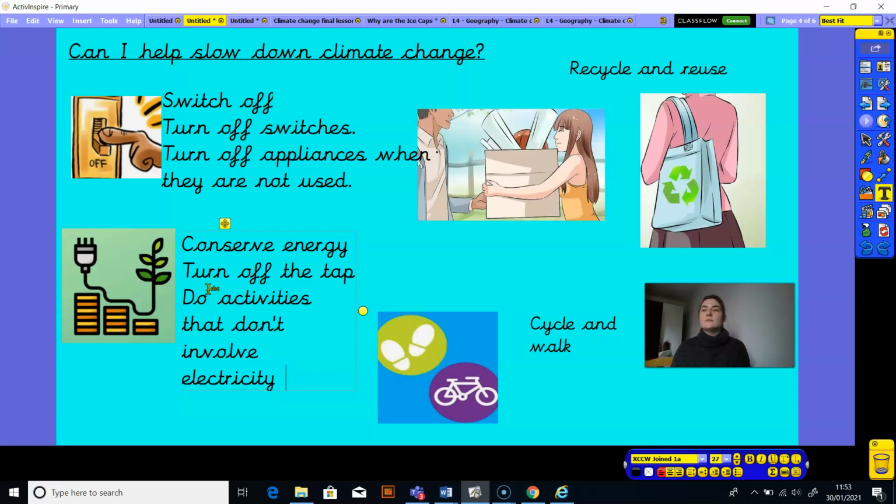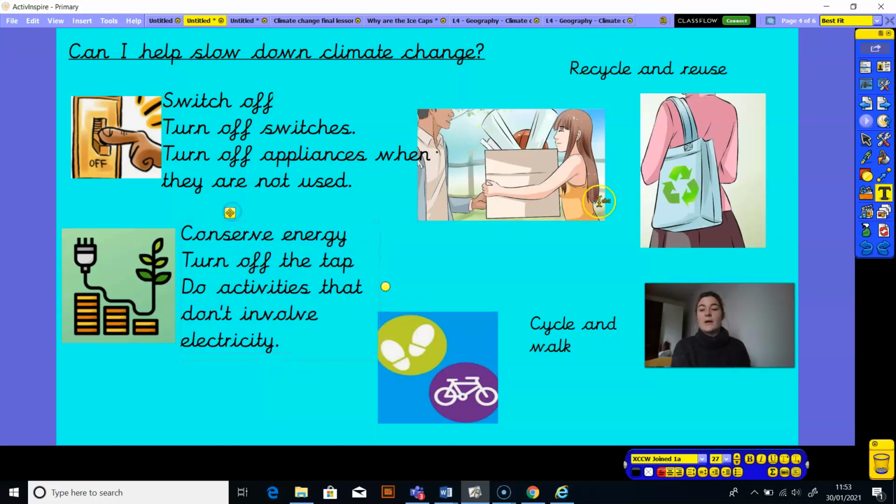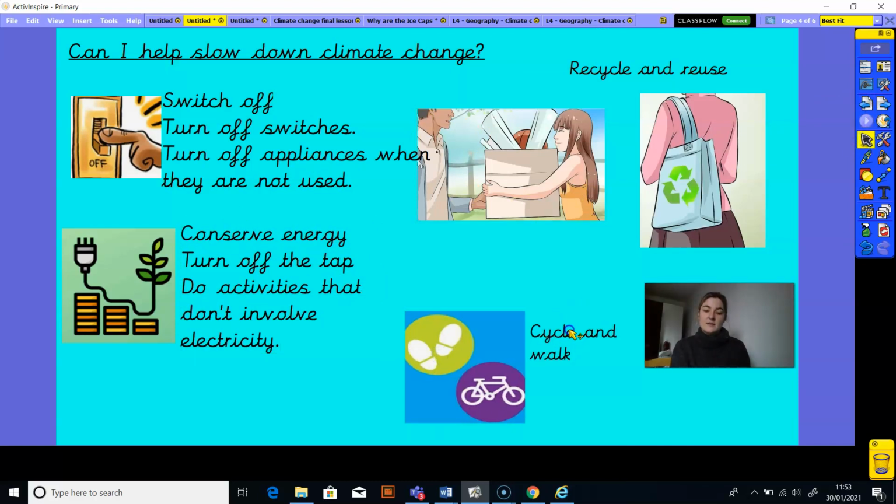Can you challenge yourself to do something that doesn't involve using electricity, that is a little bit more green and doesn't involve any burning of fuels? So you could read, you could colour, maybe go out for a walk, go out in your garden and play around for a little bit. Having a bit less screen time is going to be helping you and helping the environment as well.